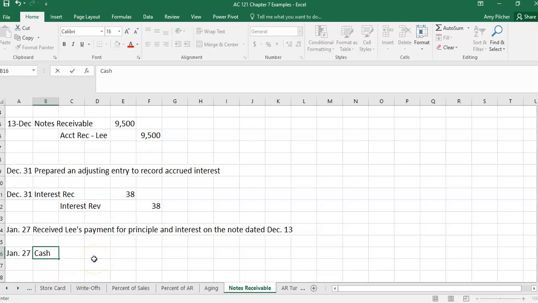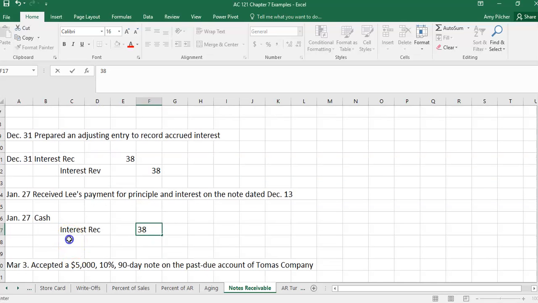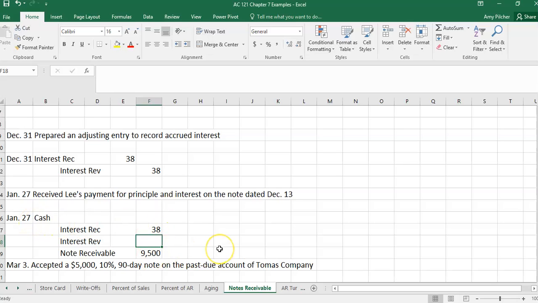So we are going to receive cash. We're going to remove that interest receivable of $38. We're going to record interest revenue, and we're going to remove our note receivable. So our note receivable was $9,500. Now 27 more days have passed. So we need interest revenue. We need to take our note amount, $9,500, times 8% times 27 days divided by 360 days to give us interest revenue of $57.